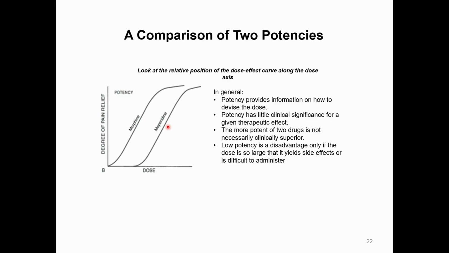So then they're both efficacious, right? If you give enough of either one, you'll achieve a great degree of pain relief. It's just that you have to give more meperidine in terms of number of grams than morphine to get to that effect. So actually, potency has very little clinical significance. We're really more interested in the therapeutic effect that you can achieve. So the most potent of the two drugs is not necessarily clinically superior.